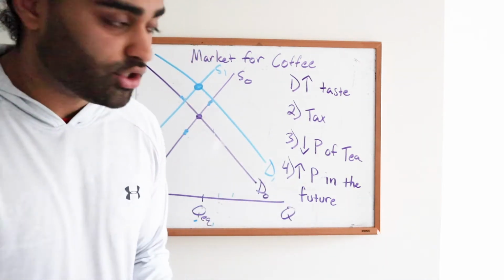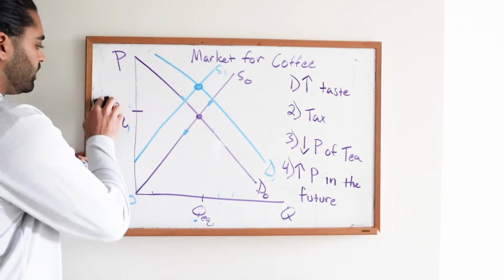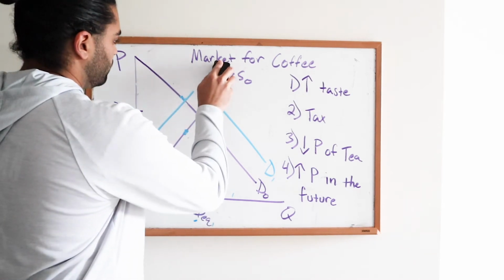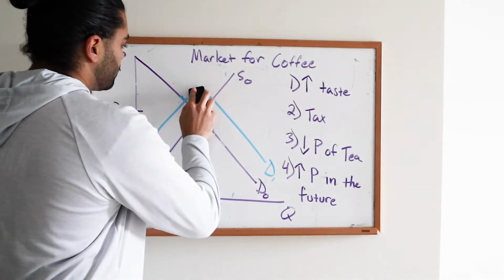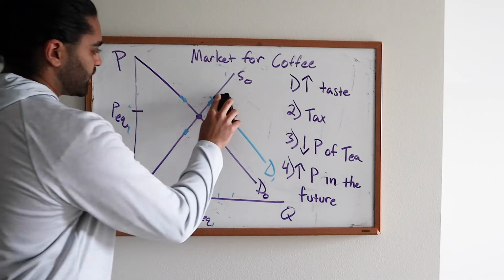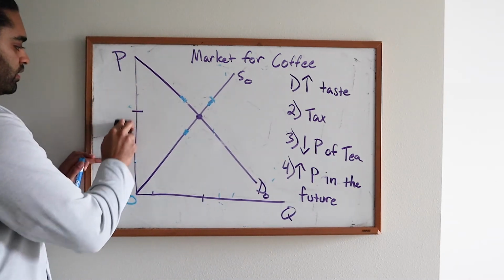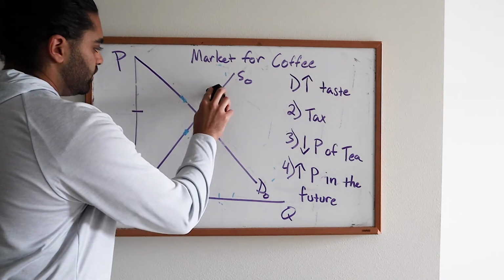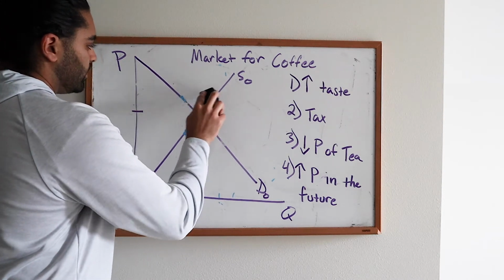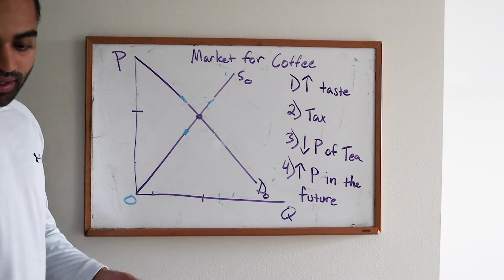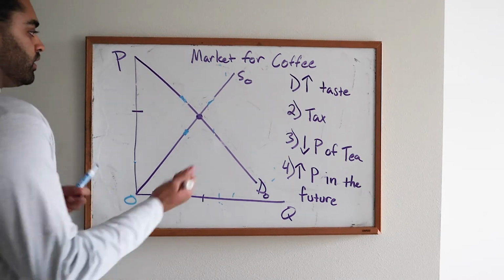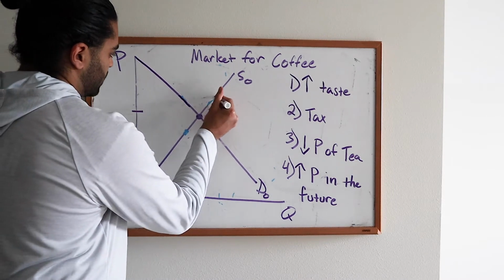So another thing we're going to show you guys is if there's an increase in the price of the good itself, what's going to happen specifically? So for this, we're going to use actual numbers. Again, you can replace these PEQs and the QEQs with actual numbers. It's the same concept. So, just going to clean up the graph.